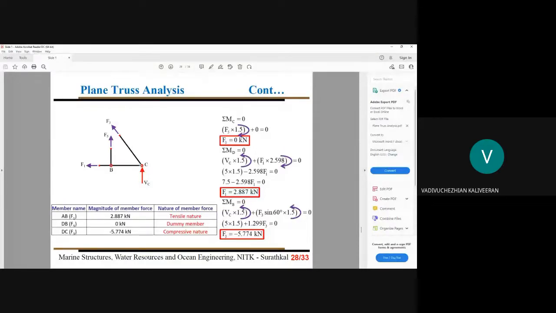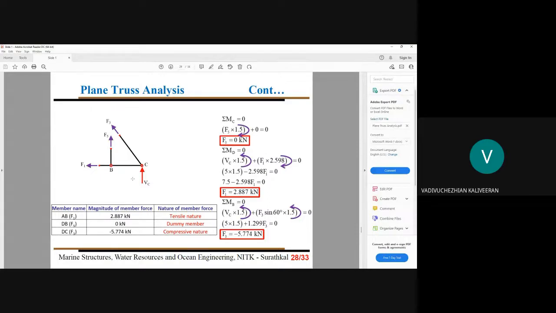F1 won't produce any moment with respect to point C because it coincides along this line. And F3 is also coinciding along this line, so it won't cause any moment. Only F5 will cause moment. So F5 equals 0 kN.